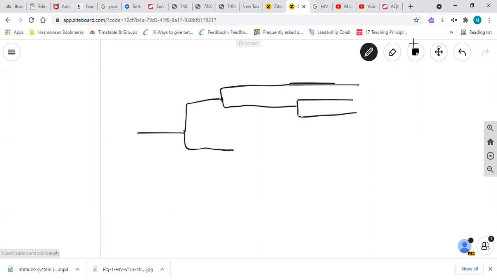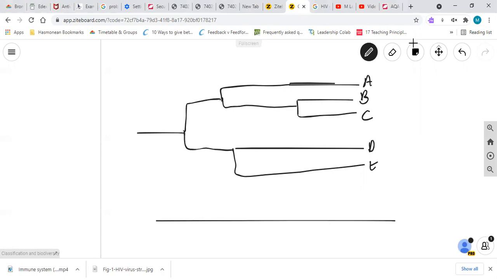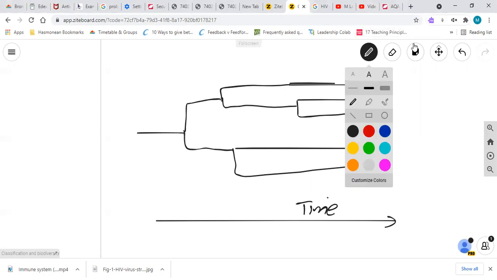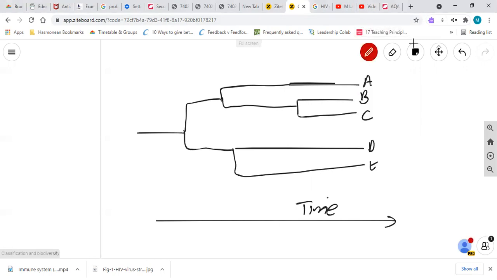Go all the way like that. And then I've got organisms down here and there. Okay, and we'll call them A, B, C, D, and E. Okay, and time is going in that direction. So if we look at organism B and C, they have a common ancestor over here. So organisms B and C are more closely related to each other than they are to A, because the common ancestor with A is all the way back there.